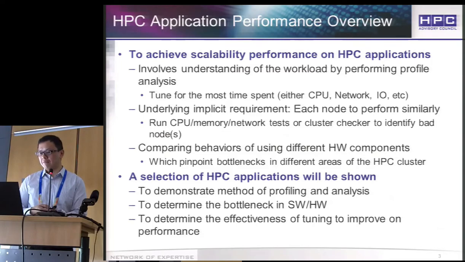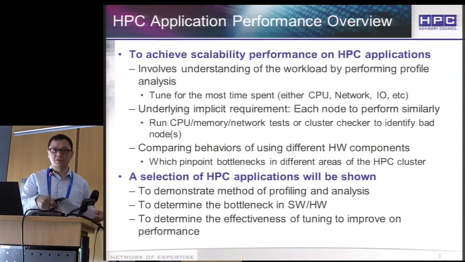So we have published a list of applications that demonstrate what I just talked about earlier. By doing some profile analysis, we understand why tuning one part of the hardware makes it more effective on the overall application performance.